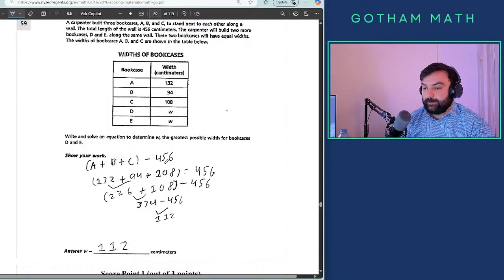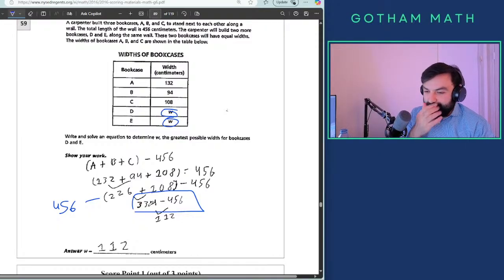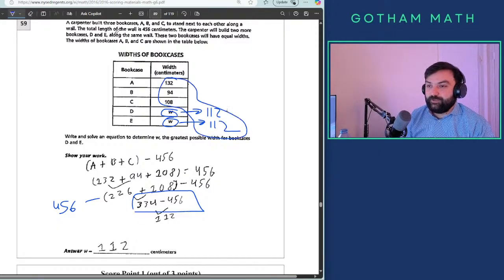334 minus 456 is 112. It was supposed to be probably like this. And also, there are two of them. Look, if your W is 112, you're supposed to think that, okay, this is 112 and this is 112, but those are not going to be 456, right? It's gonna be much more. So it has to somehow trigger you.